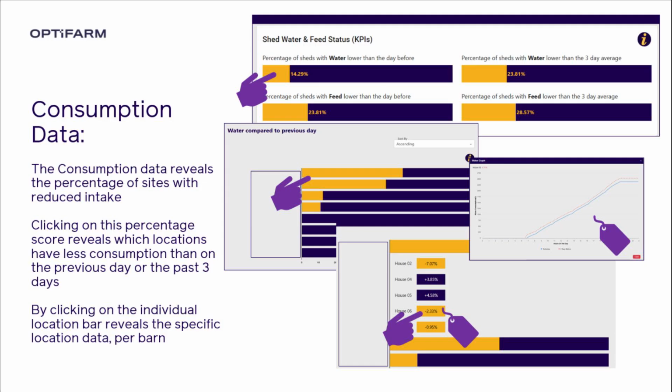Clicking on the bars reveals locations with less consumption compared to previous days, helping to pinpoint reduced consumption issues and areas for improvement. Clicking on the individual house data will also open a water graph showing yesterday's water overlaid on the day before.